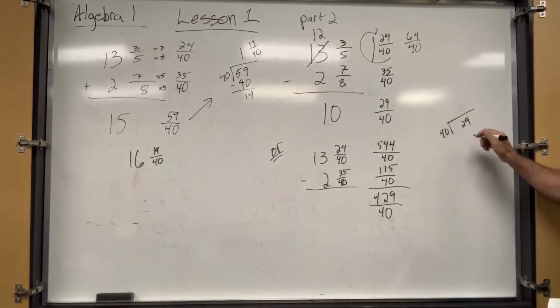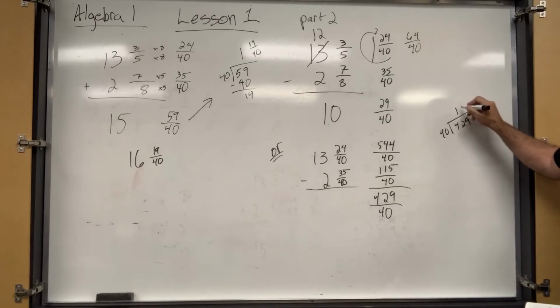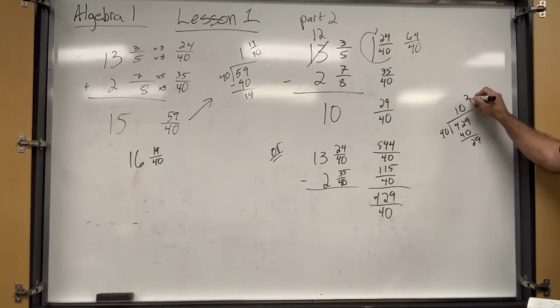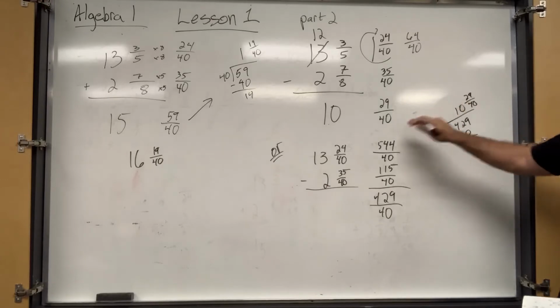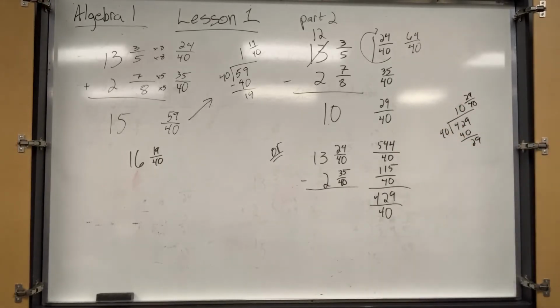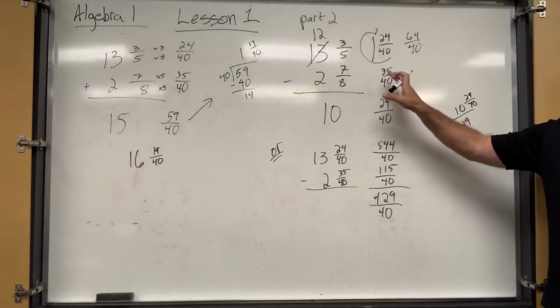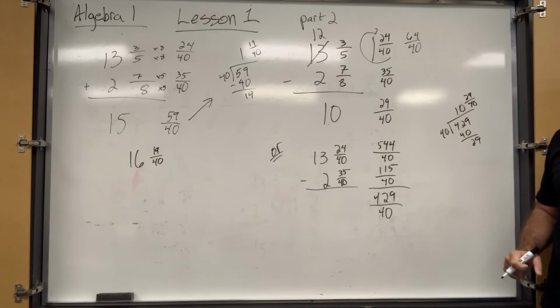So, all right, how many times is 40 going into 429? That's much easier. That's like 10. So, 10 and 29 40ths. Same answer. So most of you are thinking, okay, that looked like a lot of big numbers and a lot of math, so I'm going to try to make this work, okay? And that's okay too.